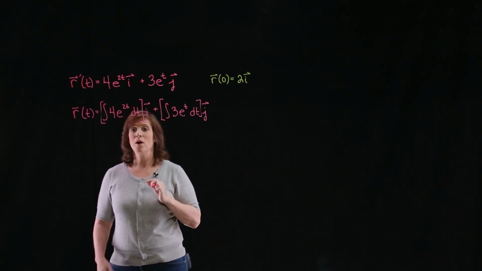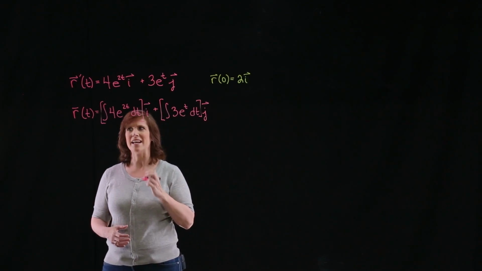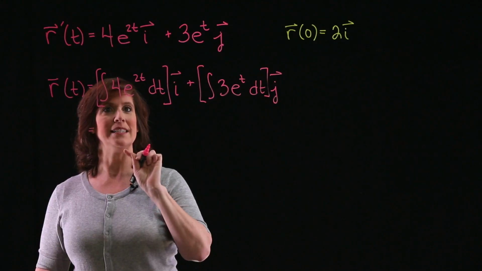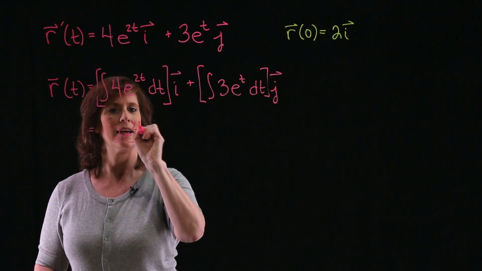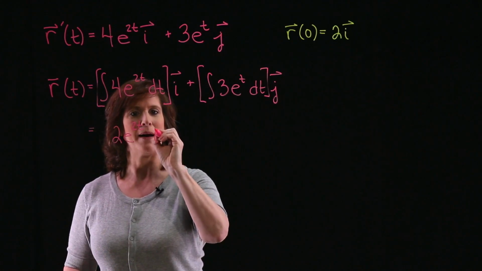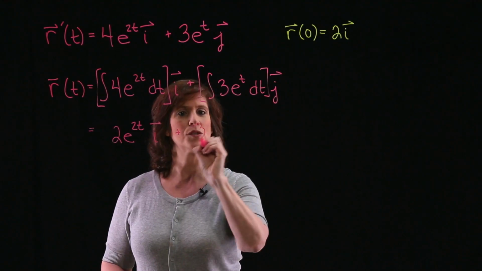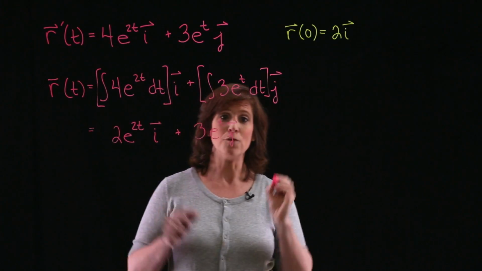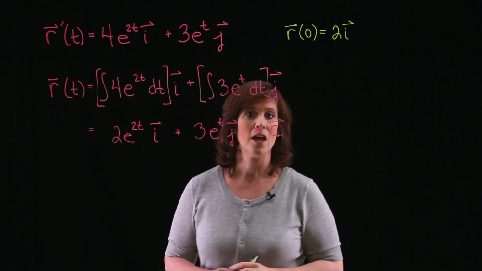Well, this first integral is technically going to require a small u substitution, but I think it's easy enough I can do it without. So the integral of 4e to the 2t dt is 2e to the 2t, and I'll multiply that by my vector i. The second integral is 3e to the t times my vector j. And don't forget, I'll have my constant vector of integration.